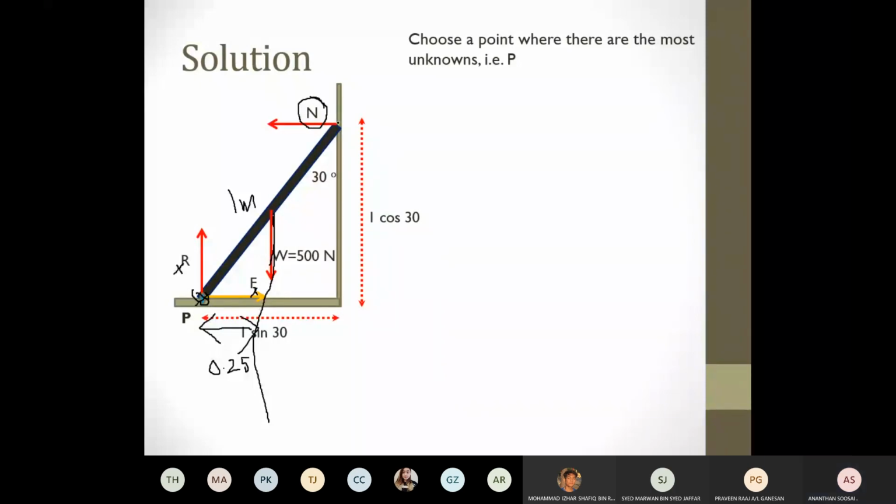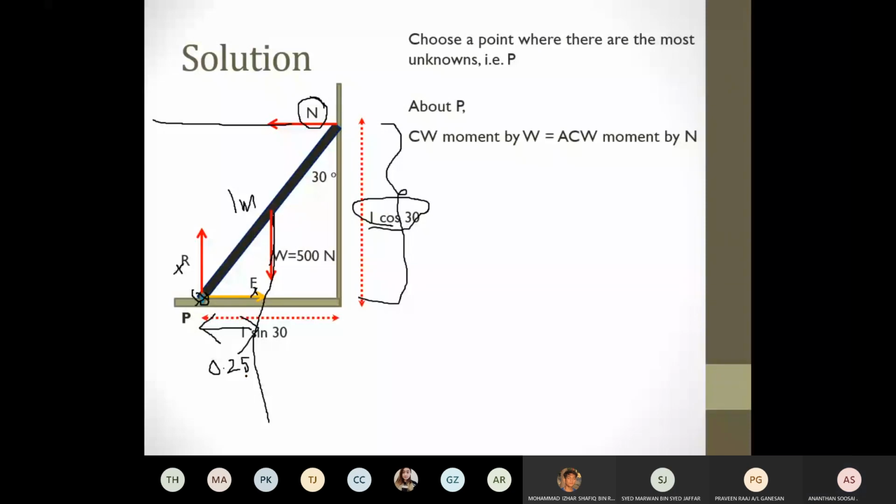N is N times what is the perpendicular distance? N times what is the perpendicular distance? It's going to be the perpendicular distance, the vertical, which is 1 cos 30. Diagonally is 1 meter, so vertically should be 1 cos 30. Okay, so that's the equation. About point P, the clockwise moment caused by W must be equals to anti-clockwise moment caused by N.